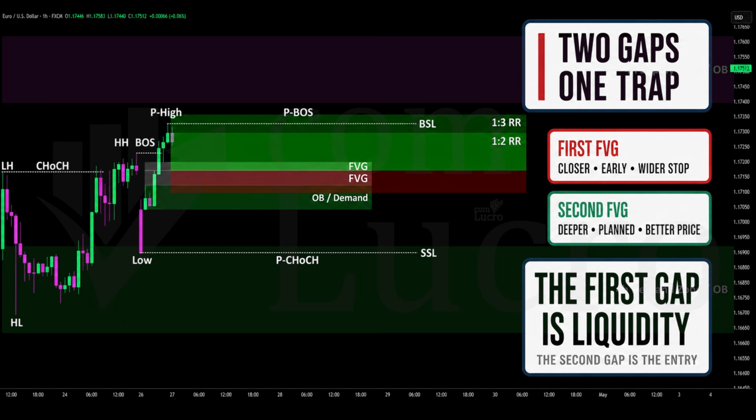This is the trap the entire video is built around. Two gaps appear inside the same impulse, and they are not equivalent. The higher one is closer, it is reached first, and it rewards the trader who cannot wait.